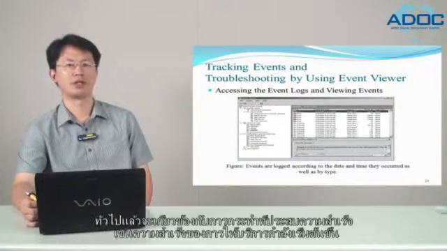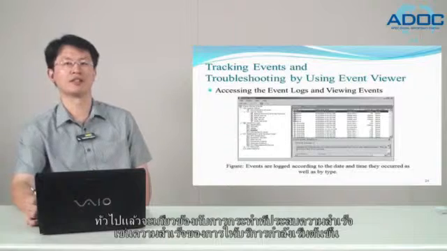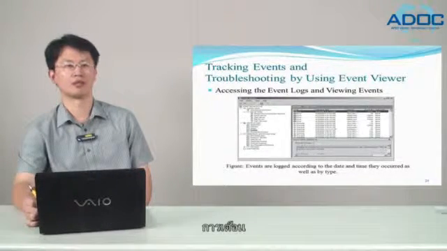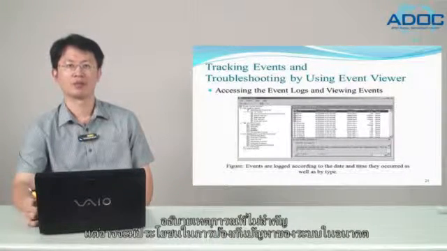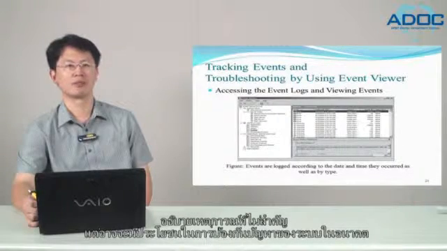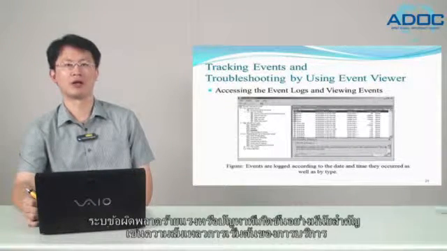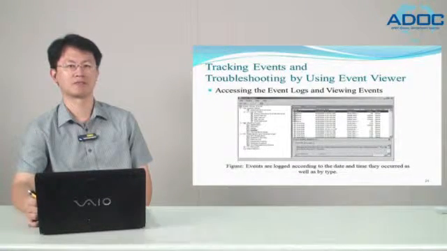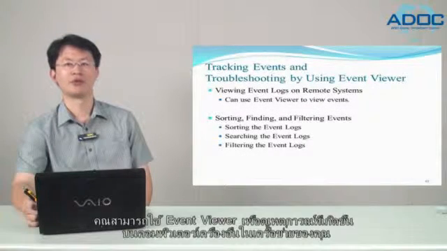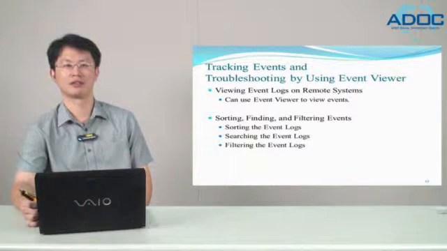Information is generally related to successful actions, such as the success of a service starting up. A warning describes events that aren't critical, but could be useful in preventing future system problems. Errors indicate that a fatal error or significant problem occurred, such as the failure of a service to start. And you can use Event Viewer to view events on other computers on your network, and to sort, find, and filter events.